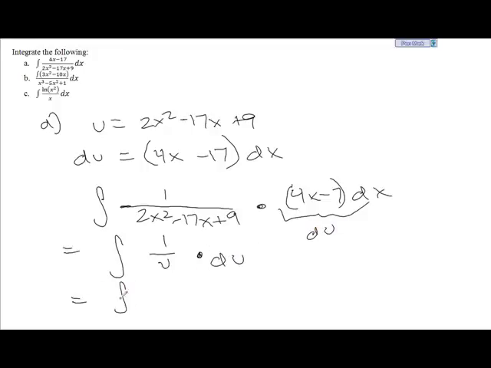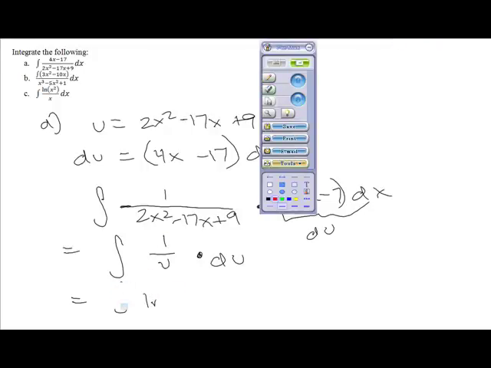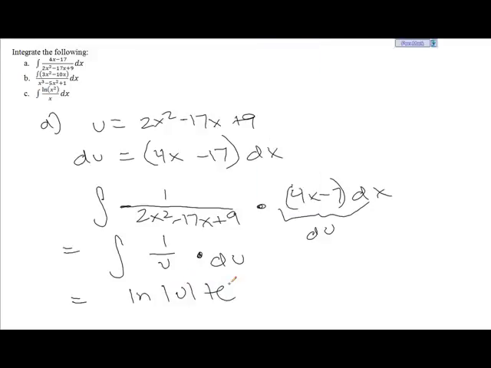The integral rule for 1 over u is that the derivative of natural log of u is precisely what gives me 1 over u. So I have the natural log of the absolute value of u plus c. Substitute my u back in, so ln of 2x squared minus 17x plus 9 plus c.